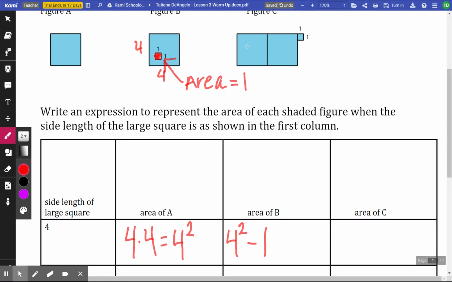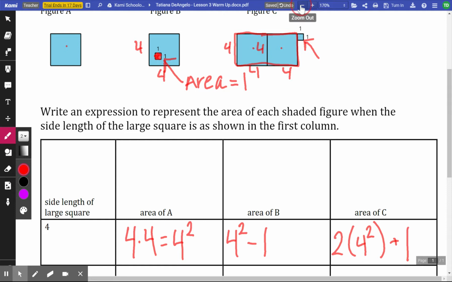Then for C, it tells me that this and this are equivalent to one of these. So like figure A twice. So I know this is a 4 by 4, this is a 4 by 4, and this is a 1 by 1. So I'm thinking, well, I just have to add that up. So this happens twice. So since this happens 2 times, I can say that's 2 times 4 squared because it's happening twice, plus the area of this little square, 1. And again, it's 1 because it's a 1 by 1 box.